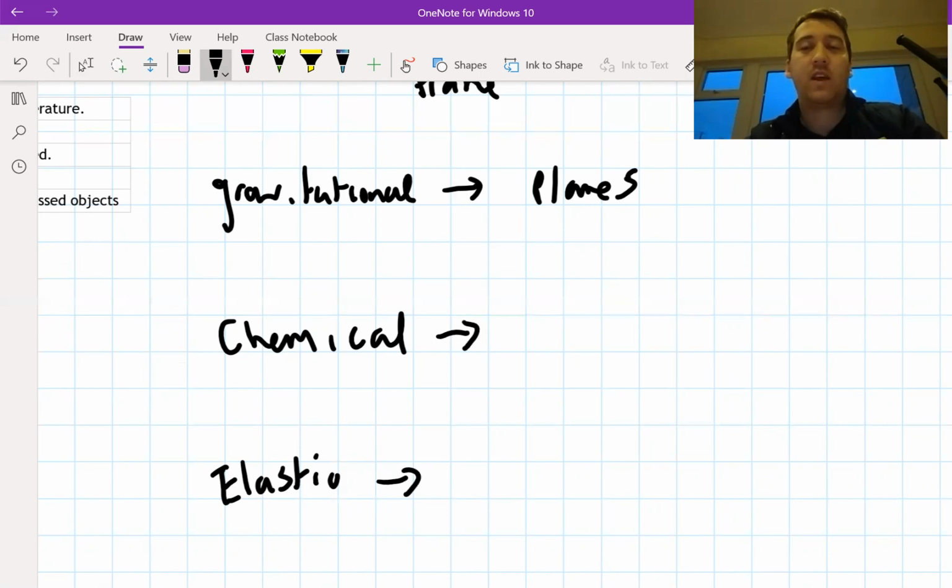And elastic would then be things like elastic bands or springs. What else would we have? Guitar string, for example, would be quite stretched. So when you tune it up, you stretch it, and then when you pluck it, it vibrates up and down. It would have energy in its elastic energy store. That's pretty much it covered. So hopefully you got on okay with those.